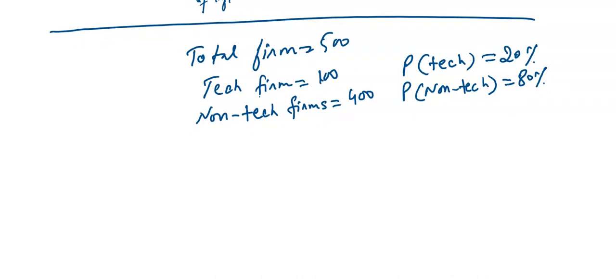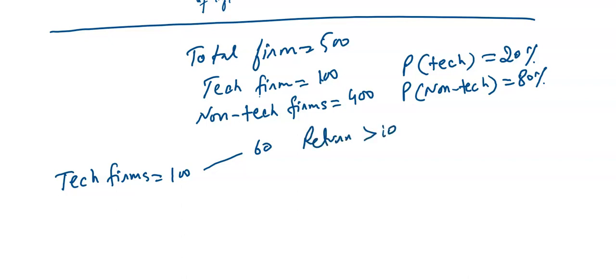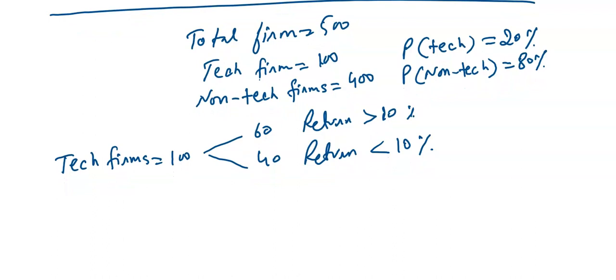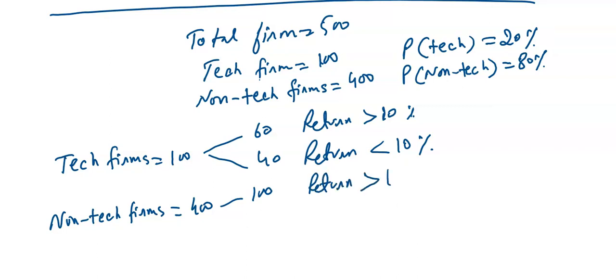If there are 100 technology firms, 60 of these firms have a return greater than 10%. So tech firms are total 100. 60 firms have a return greater than 10%. And 40 firms have a return less than 10%. So just explaining an example. Okay, the non-tech firms, 400 firms, and out of those 400, 100 firms have a return greater than 10%. 300 firms have a return less than 10%.